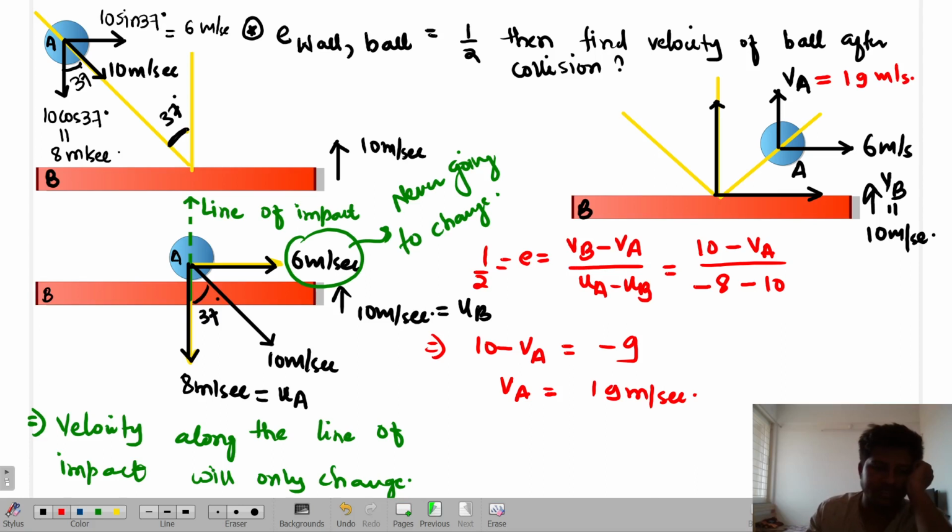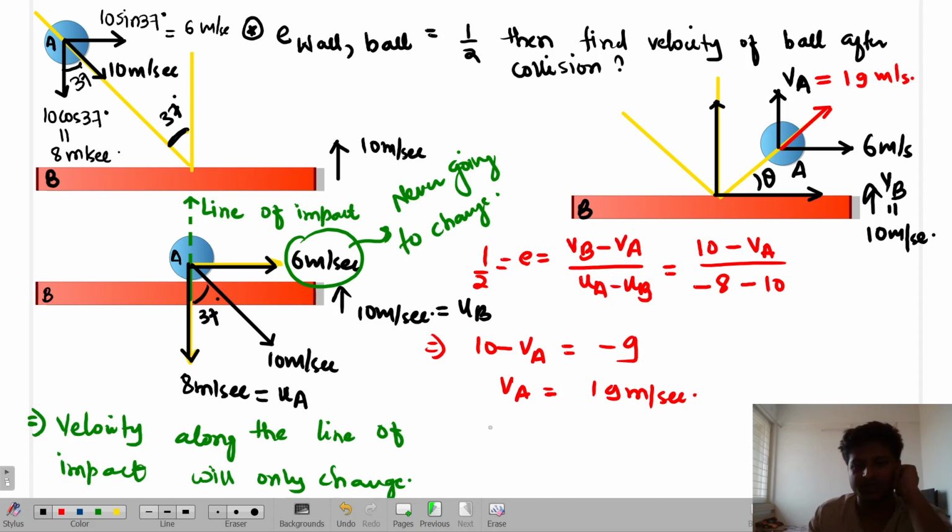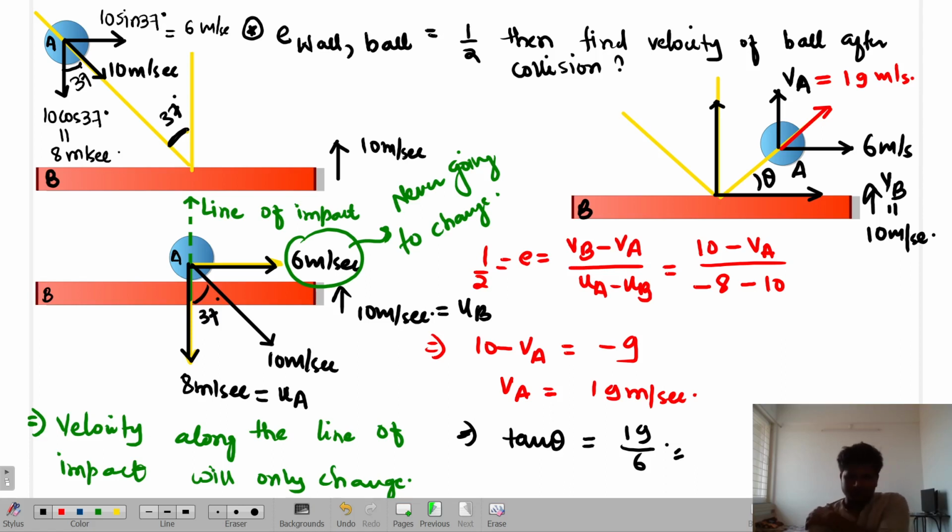So the resultant velocity is root over this value. You'll have to calculate it, and this angle theta with which it is projected now can be easily written. So tan theta is perpendicular 19 by 6. So theta is tan inverse 19 by 6. Are you able to get me? Is this clear? Write this, then I'll move ahead.